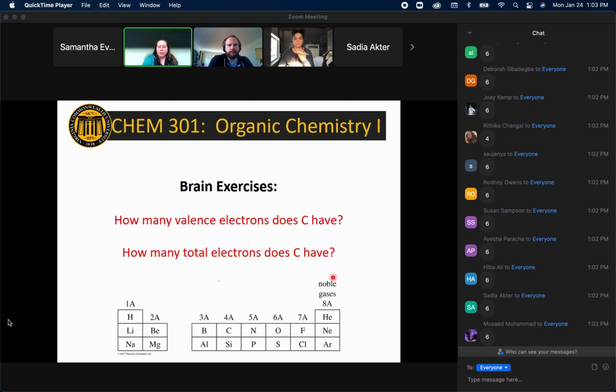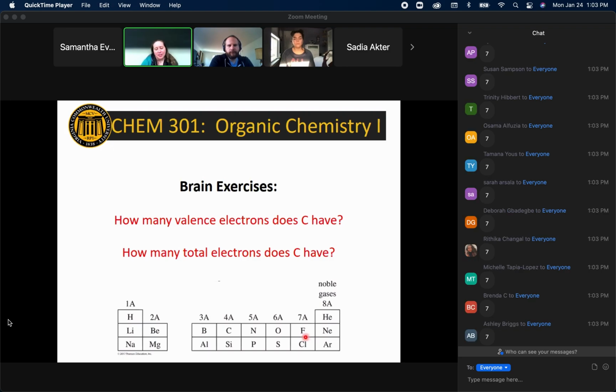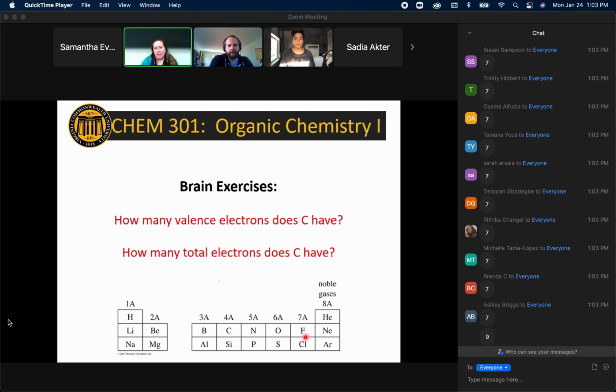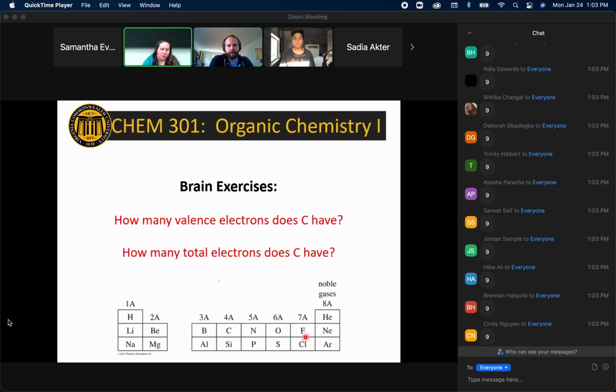How many valence electrons does fluorine have? 7. Yep, 7 valence electrons because it's in column 7 of the periodic table. And how many total electrons? 9. Perfect. So in addition to those 7 valence electrons, there are 2 electrons hiding down in the 1s orbital. And finally, how many protons does fluorine have? Protons only. How many protons does fluorine have? Yep, it's got 9 protons. Those 9 protons and the 9 electrons mean that fluorine is overall neutral.